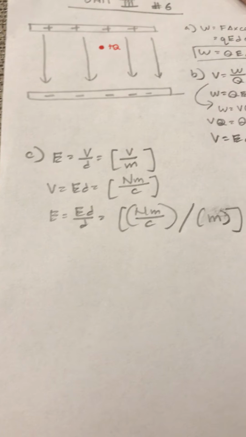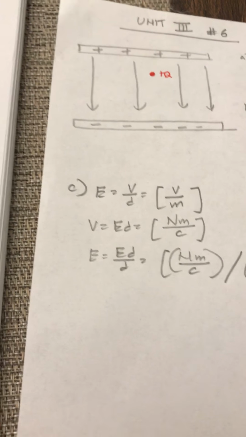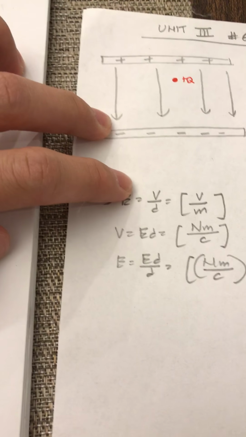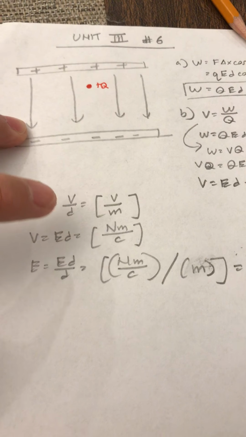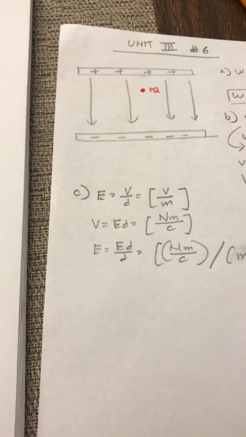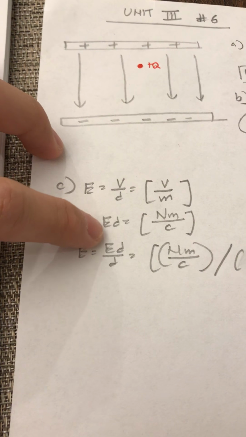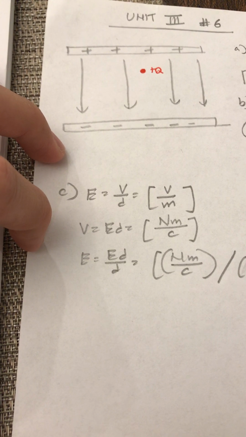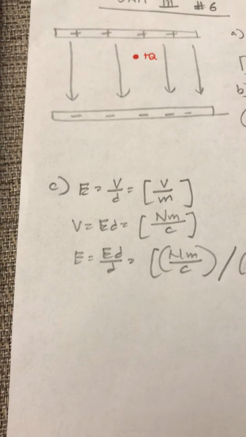So part C requires unit analysis. So you do have to recognize that the electric field is given by V, electric potential, over D, which is a distance. So V volts over meters. And at the same time, V is equal to electric field times D, which is electric field being given by Newton per coulombs and D being given by meters.